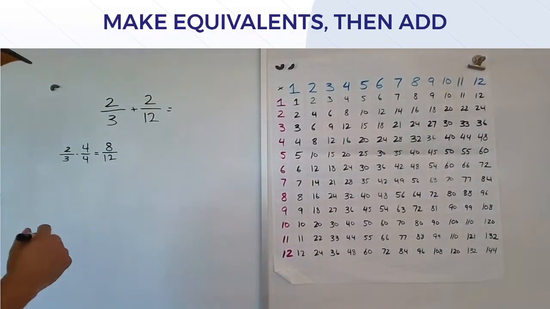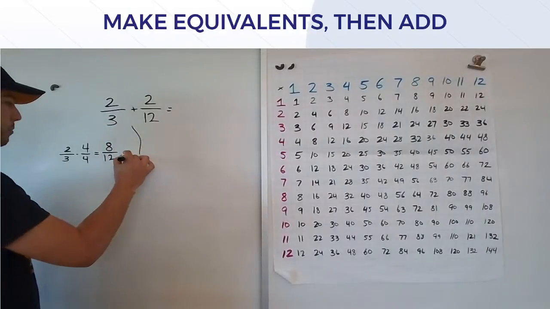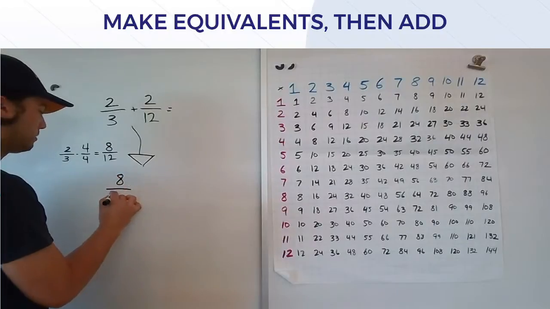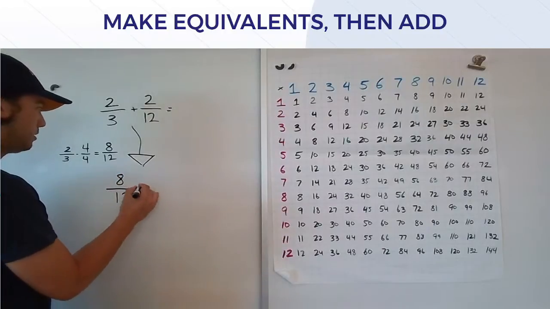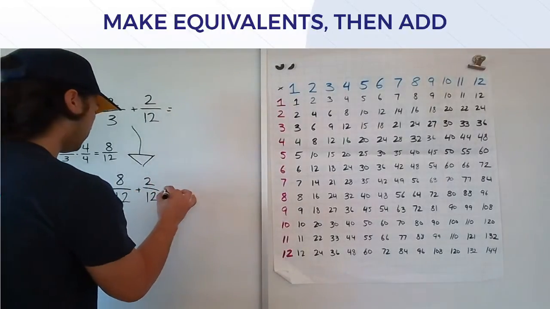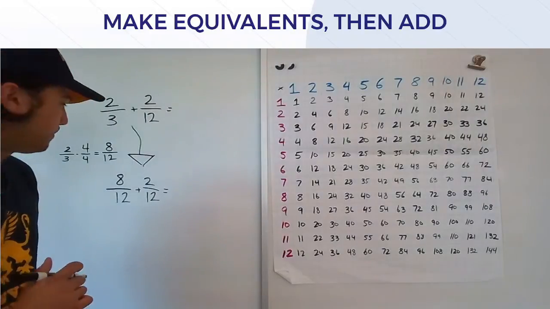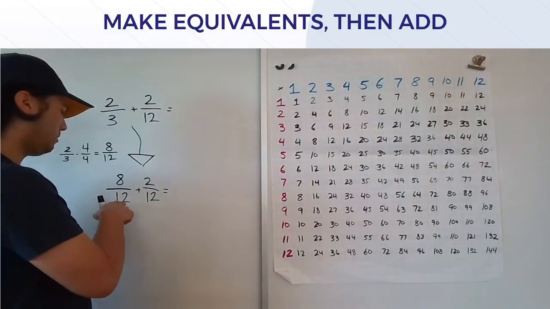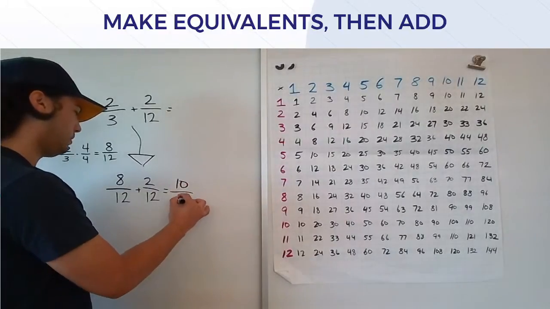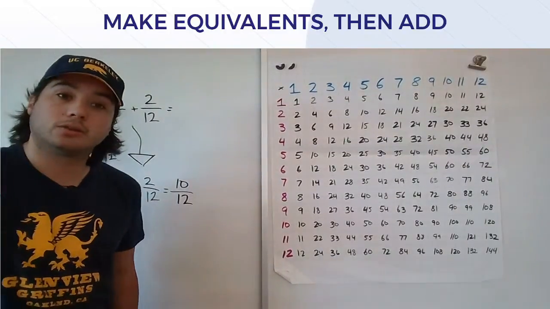Makes sense there. So now what I really have, I'm going to rewrite my problem down here. I have 8/12, which is my 2/3, plus 2/12. And now let's add our numerators. 8 plus 2 is 10, and our denominator stays the same for an answer of 10/12.